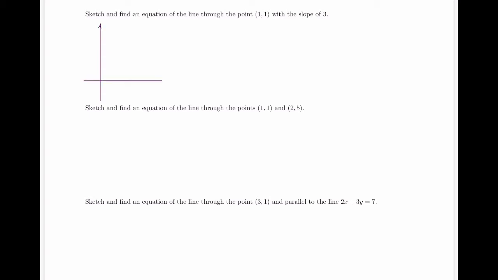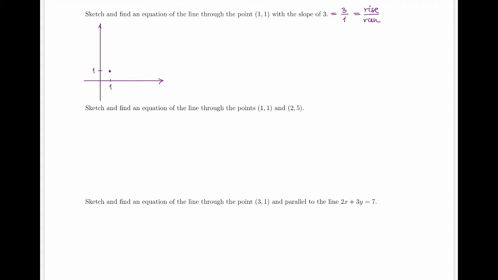just to see if we understand what this line looks like. So it goes through the point 1, 1. Here's a point 1, 1. And it has a slope of 3. So remember that the slope is rise over run, which means that it's actually better to rewrite 3 as 3 over 1, as it makes rise and run clearer.